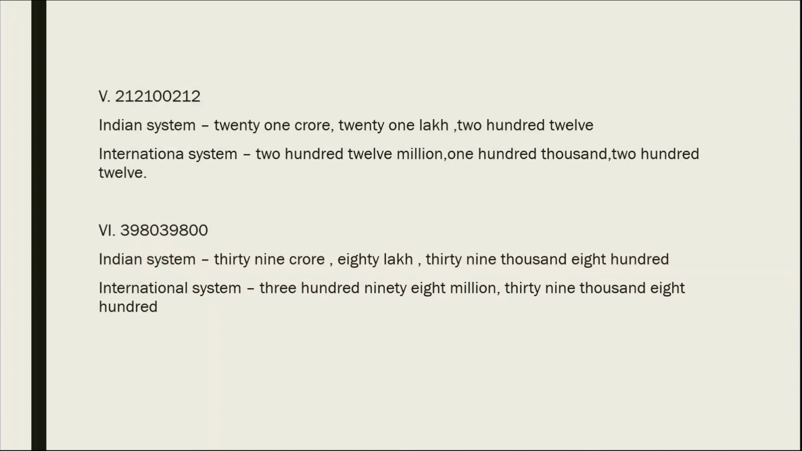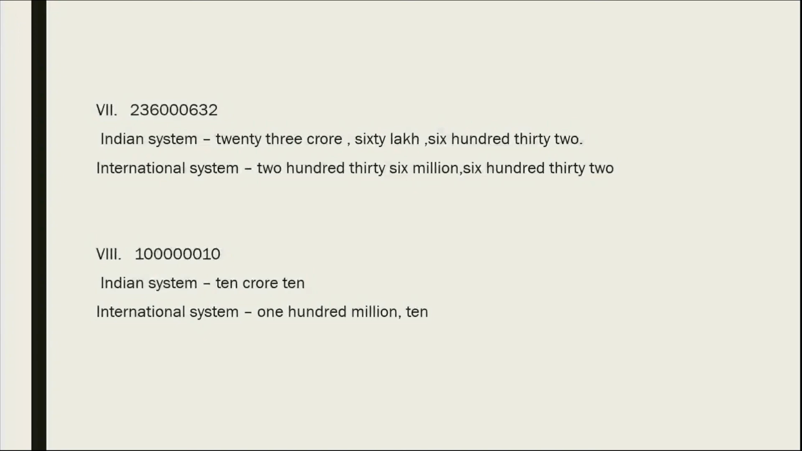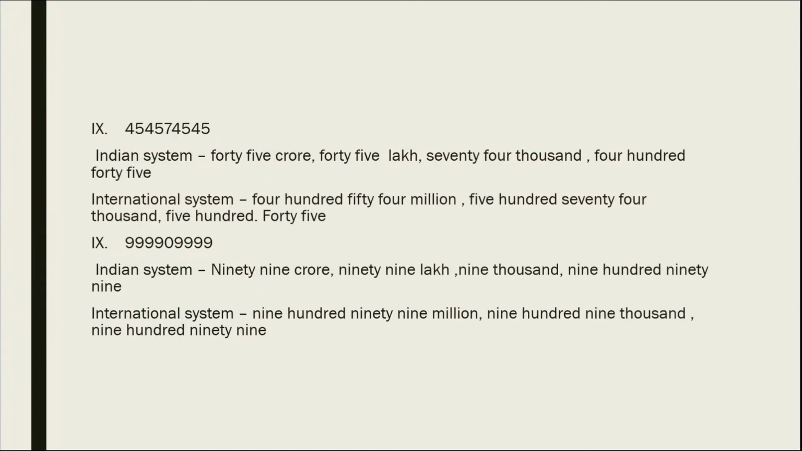Okay, and in the international system when we put the commas they will be between 9 and 8, and then between 8 and 0. Now we can read this as 398,039,800. Okay, so this will be our answer. Now in the same manner you have to solve this.